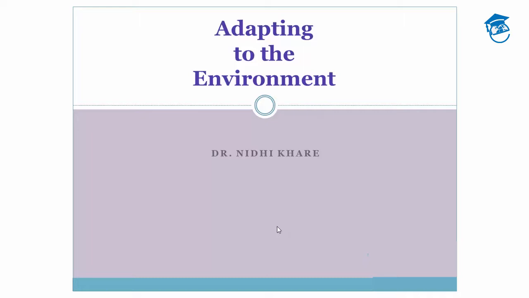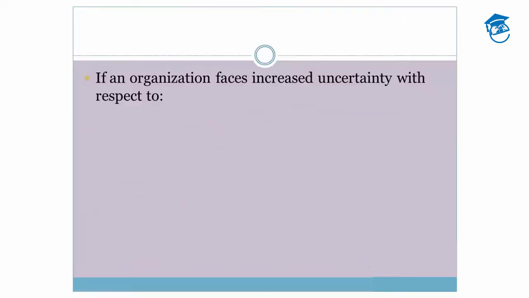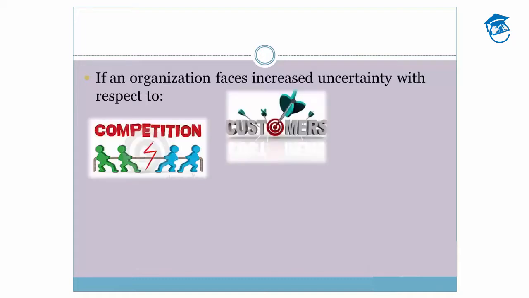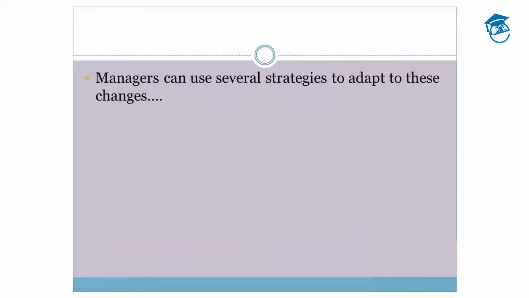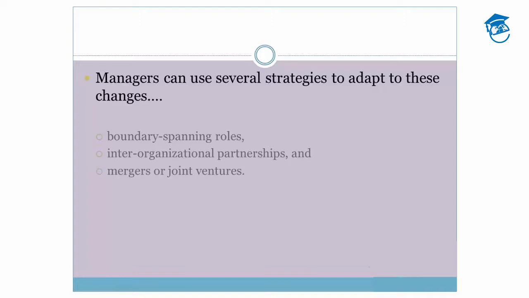In today's lecture, I'm going to talk about how organizations can adapt to their uncertain environment. Now, if an organization faces increased uncertainty with respect to competition, customers, suppliers, or government regulations, then managers can use several strategies to adapt to these changes, including boundary-spanning roles, inter-organizational partnerships, and mergers or joint ventures.